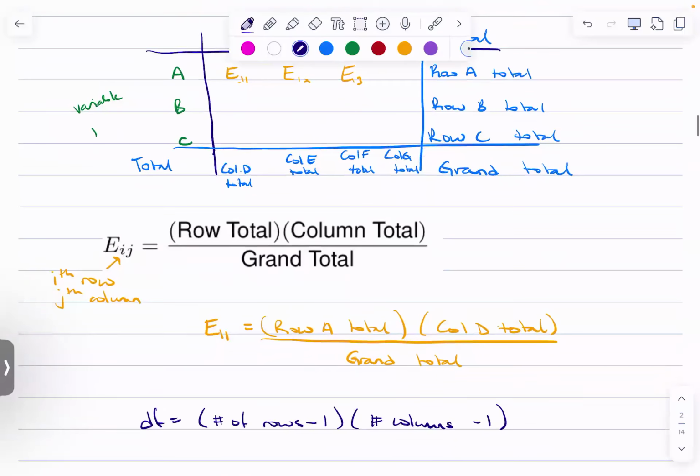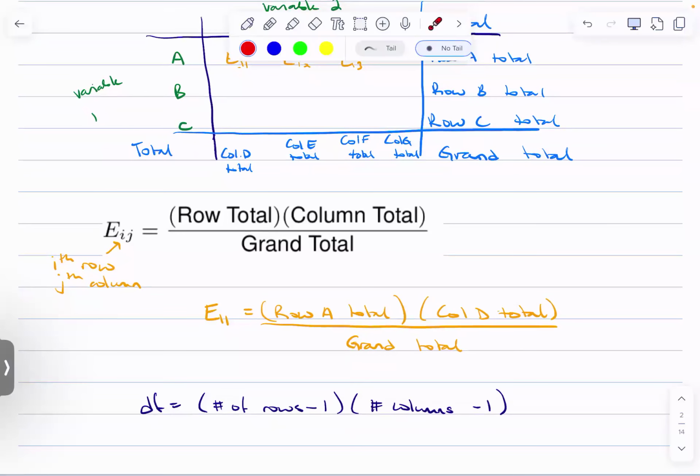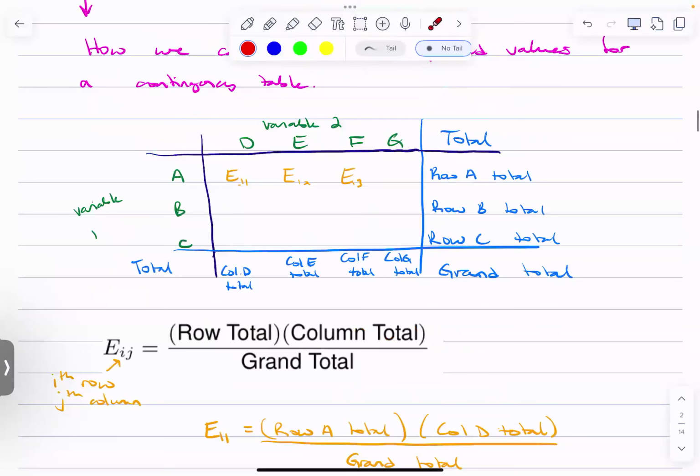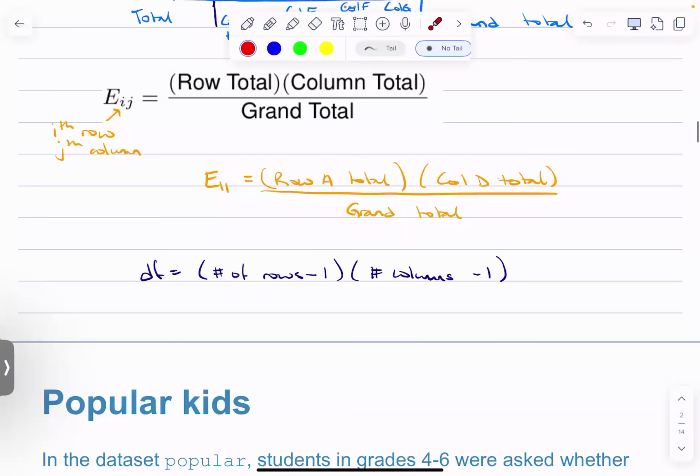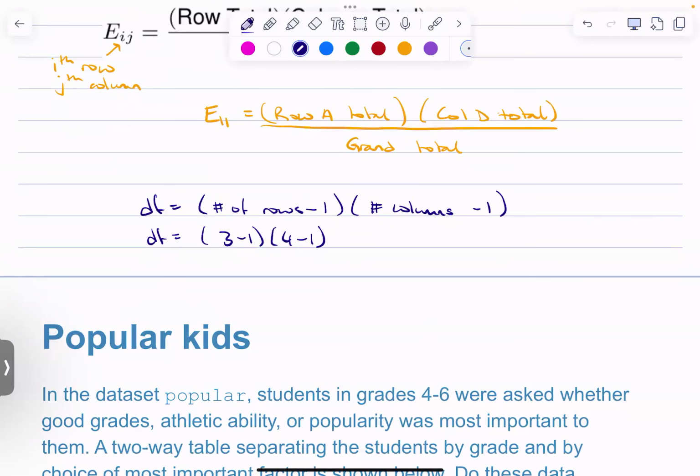Now in this example here, I have 3 rows. And I made 4 columns. And so in this case, my degrees of freedom would be 3 minus 1 times 4 minus 1, which is 2 times 3. So my degrees of freedom would be 6.